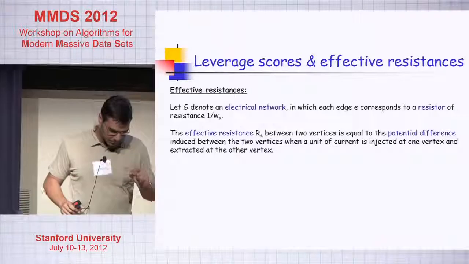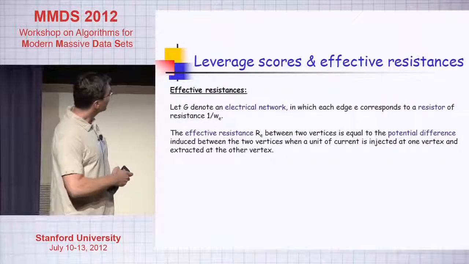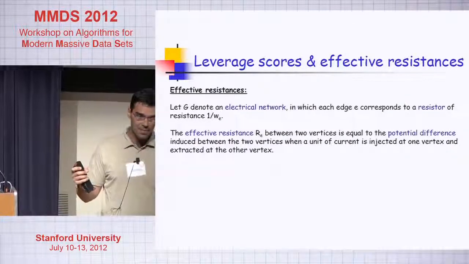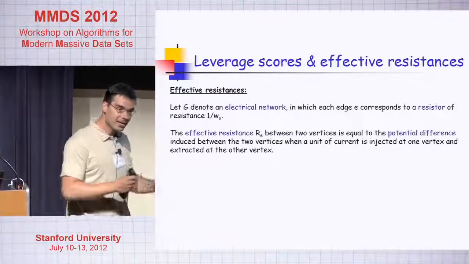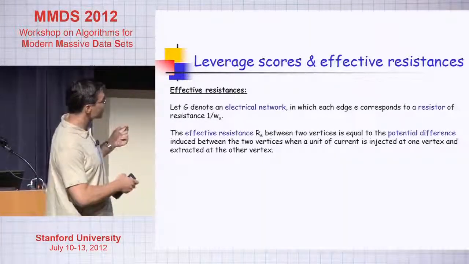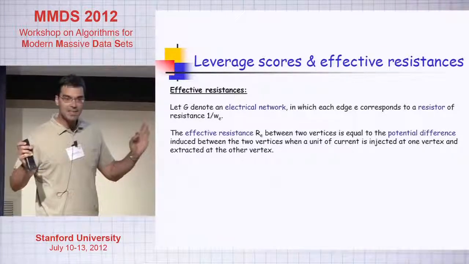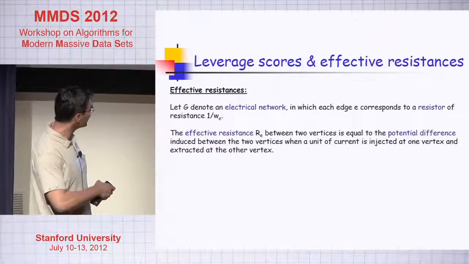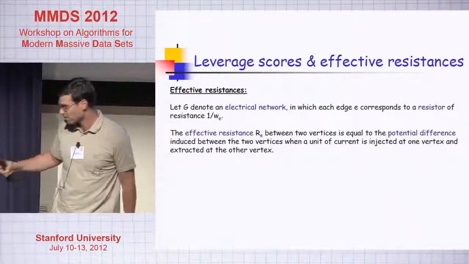Effective resistances. If you think of a graph as an electrical network, you can basically say that every edge corresponds to a resistor, and the resistance of the resistor will be 1 over the weight of the edge. Then, to figure out the effective resistance between two vertices, it is basically a potential difference. You apply a unit of current at one vertex, you extract it at the other vertex, and you measure the potential difference.